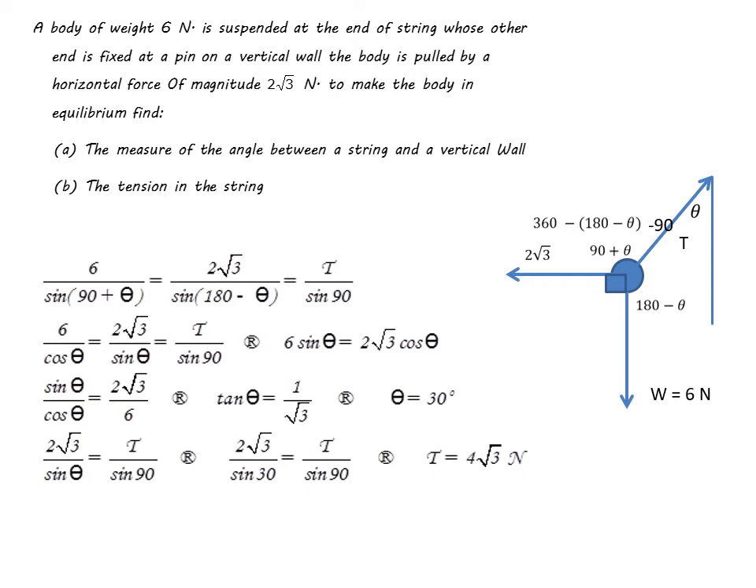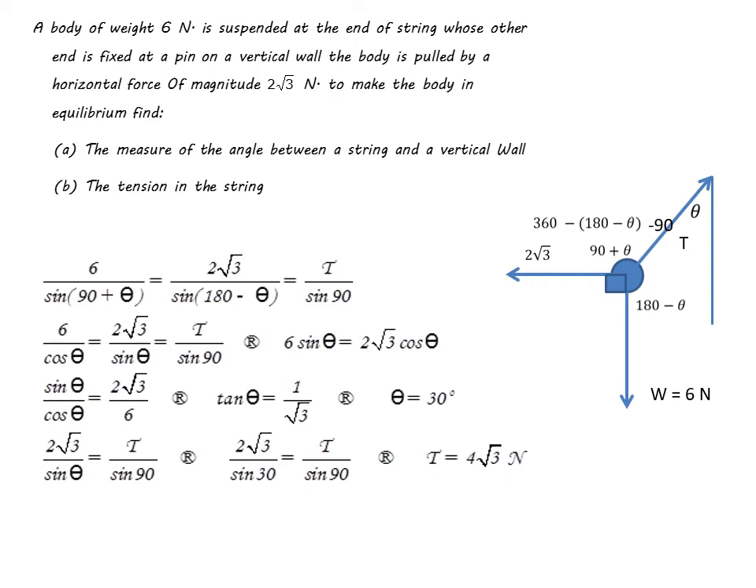So 6 over sine 90 plus theta will be 6 over cosine theta, equal the force, which is √3, over sine 180 minus theta, which is sine theta, equal tension over sine 90, which is equal 1. Cross multiplication, that means 6 sine theta equals √3 cosine theta. To find sine over cosine, divide both sides by cosine theta. Finally it will be sine over cosine equal to √3 over 6.